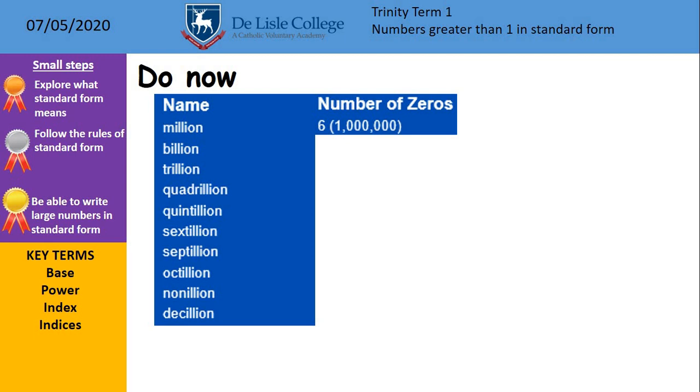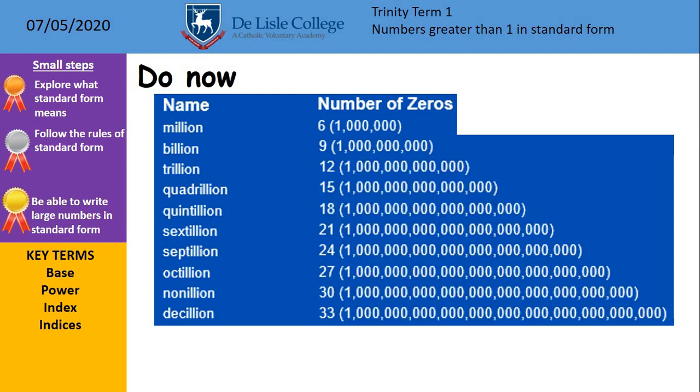Okay, so hopefully we've got a couple on there, and you might then start to see the pattern of how these are named. Okay, so we've got a million, billion, trillion, and then they get into the rather bizarre quadrillion, quintillion, sextillion, and so on. Okay, answers are appearing there for you, and that's the sort of thing you should have written out.